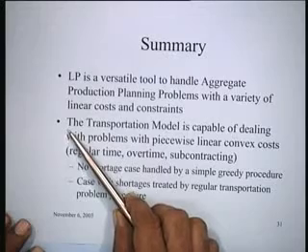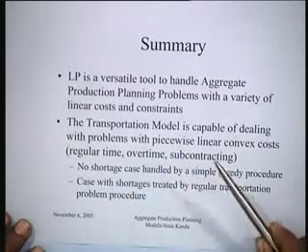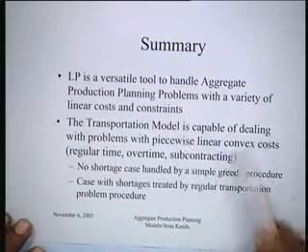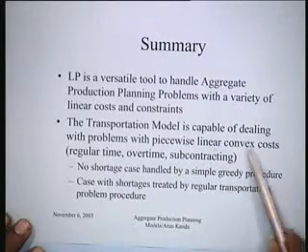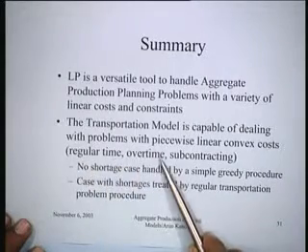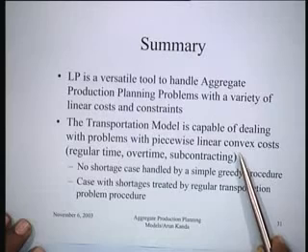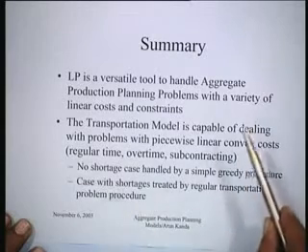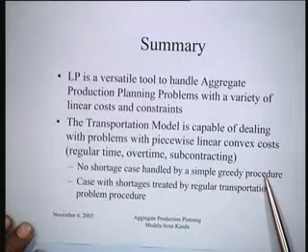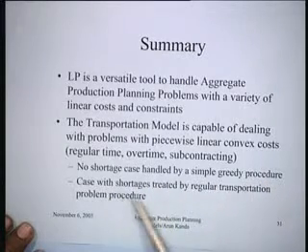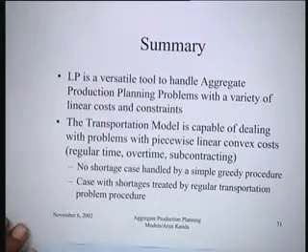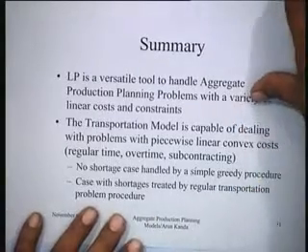Then after the linear programming formulation, we looked at the transportation model, and the transportation model we have seen is capable of dealing with problems with piecewise linear convex costs. That means, for instance, it could deal with regular time, overtime and subcontracting together. Costs are progressively increasing. So the no shortage case can be handled by the simple greedy procedure. However, the case with shortages has to be treated by the regular transportation problem, the usual procedure. So you have solutions for either of these two cases.